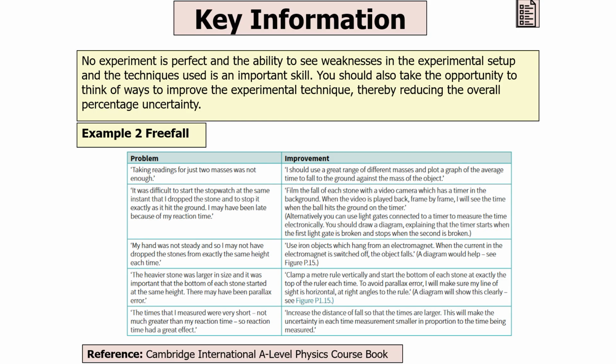Another experiment is to measure an object under free fall. So a problem could be that two readings for just two masses were not enough. So you could use a greater range of different masses and plot a graph of average time to fall to the ground against the mass of the object.